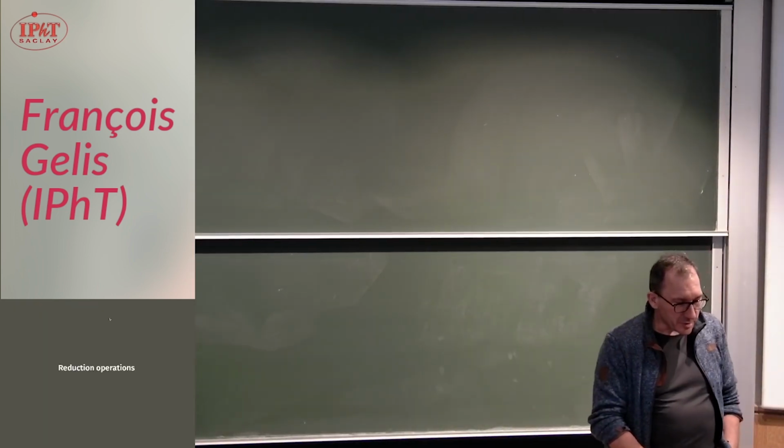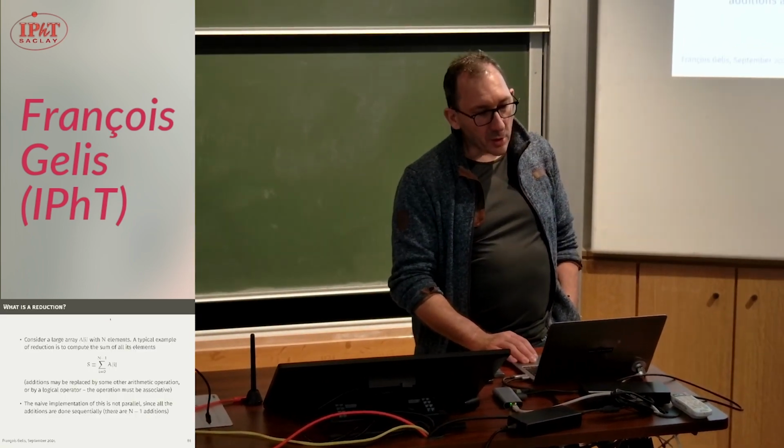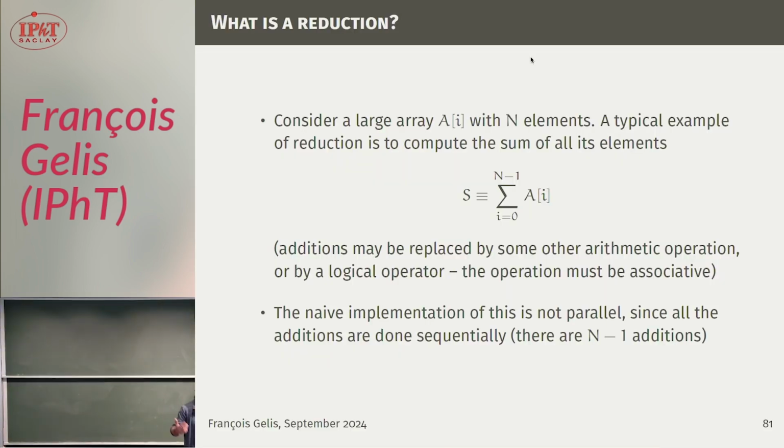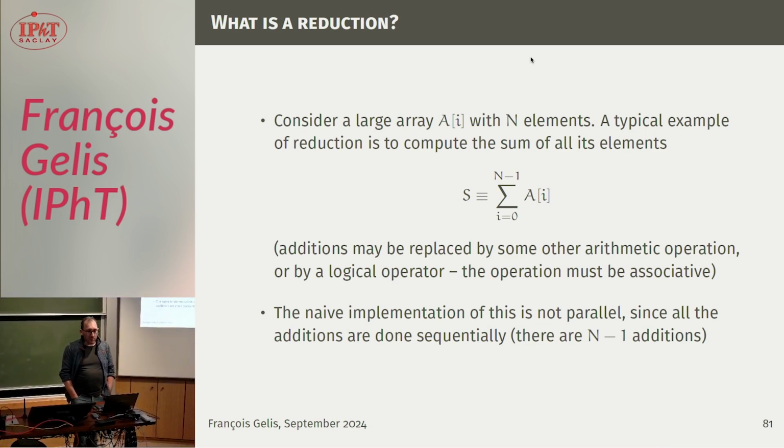So now I want to discuss reduction operations. It's a very common task in computing where you have a large array of something, let's say n elements in the array. A typical example of a reduction is that this array is made of numbers, for instance floating point numbers, and you want to compute the sum of all its elements. The name reduction comes from the fact that you start from an array of many numbers and reduce that to a single number.